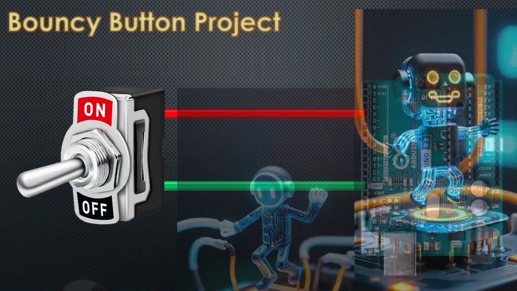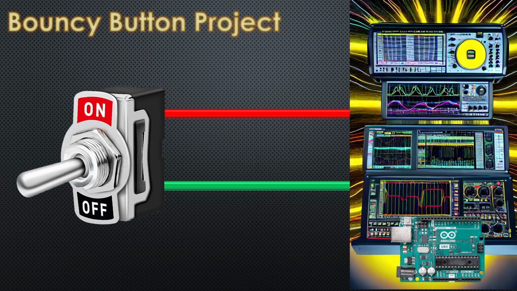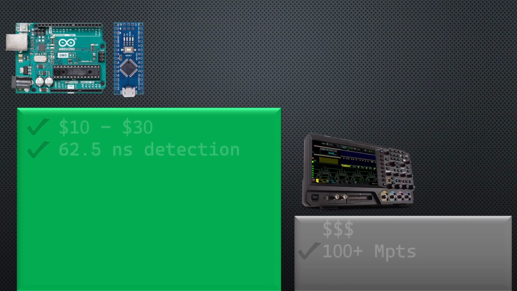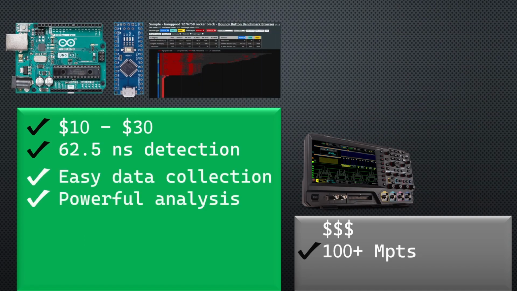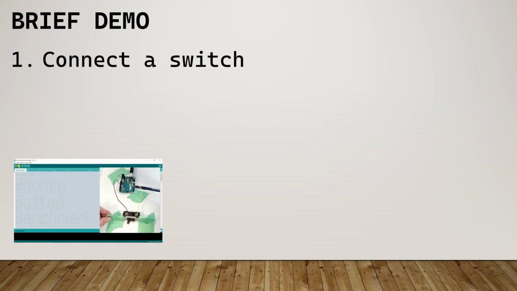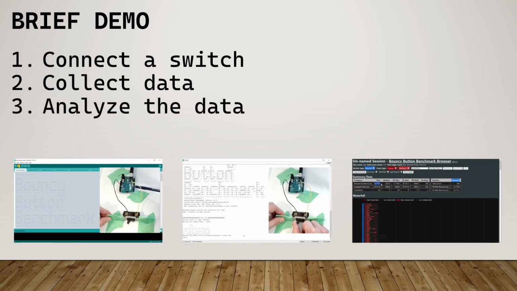The Bouncy Button project takes a humble Arduino and turns it into a powerful button bounce analysis tool. For this one particular task, I actually find the Bouncy Button project more useful than even a fancy oscilloscope, mainly due to the ease of data collection and analysis. The Bouncy Button project really shines here. Alright, let's see it briefly in action. We're going to connect a switch, collect some data, and then analyze that data.